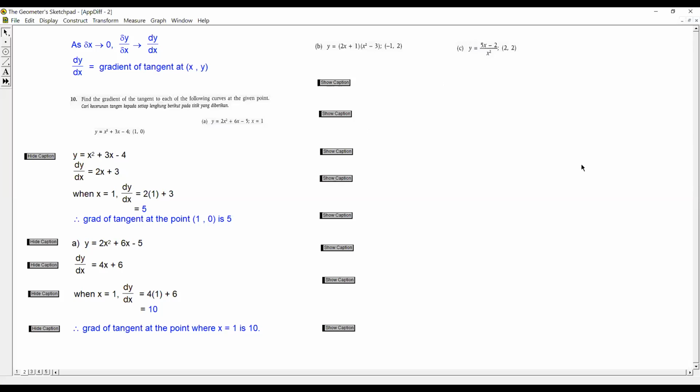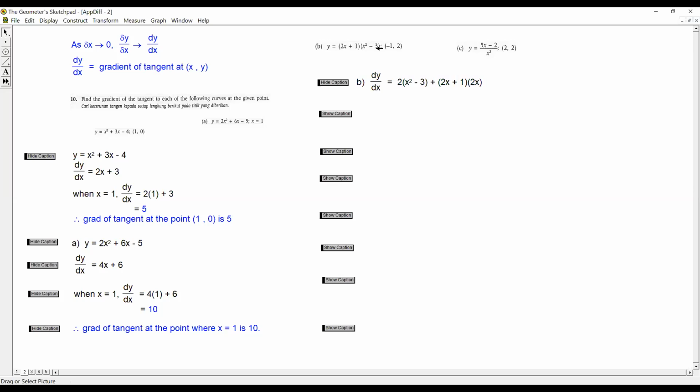Product rule. Yes, product rule. Because we have 2 brackets here. It is the product of two terms, so we use the product rule. You still remember how to use the product rule? If not, then I go through with you again how to use the product rule.